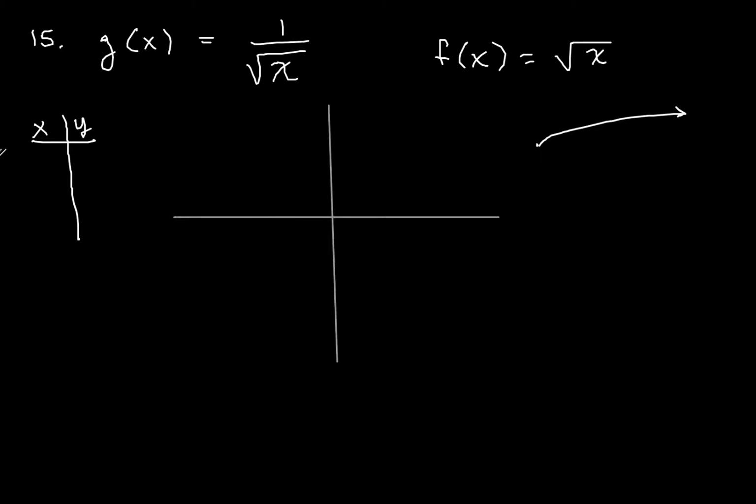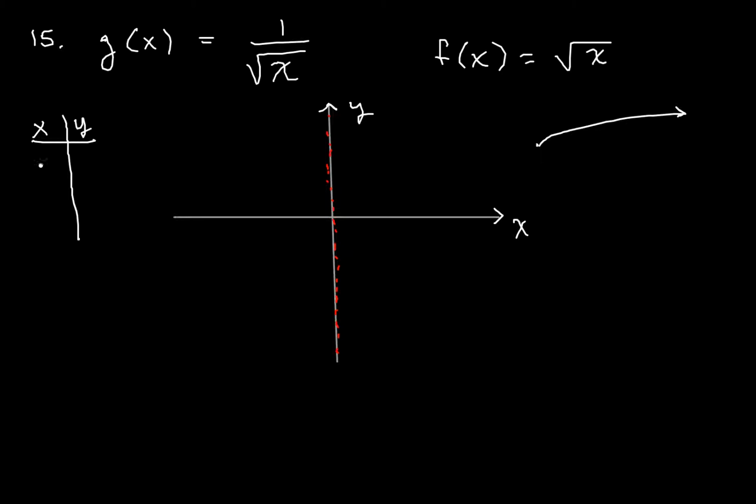So let's pick a few points. If we put in 0, it's undefined, so we can't use the 0. So x can never equal 0, so we call that our asymptote, because we have to draw a line. Later we're going to be dealing with asymptotes. x can never be equal to 0, so the graph is never going to cross this line, because x can never equal 0. So that's why we call it an asymptote.